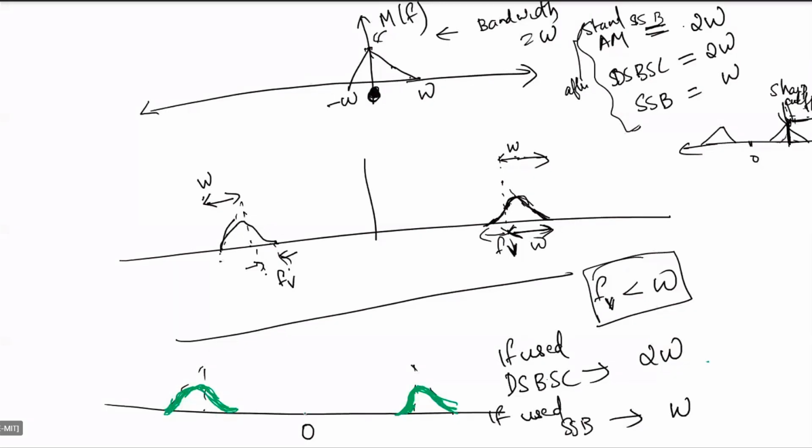This is 0. So this part is the vestige fv. That fv is less than W, but it is more than 0. So this fv, the vestige, will be less than W and more than 0. If this fv is 0, it will become SSB. This vestigial sideband modulation will become SSB if this vestige part is 0.